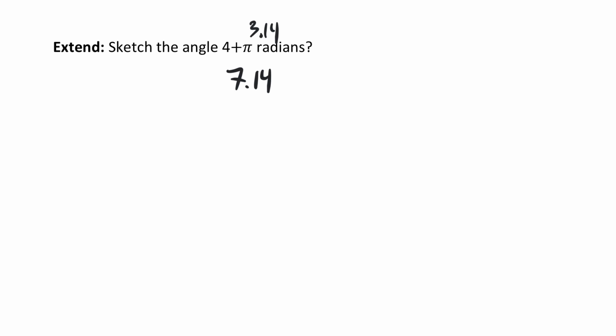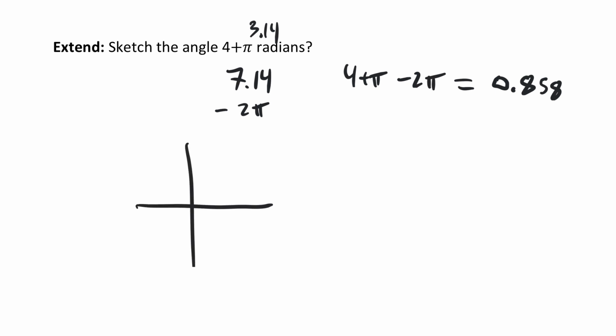We have to subtract off a 2 pi if we want to have any chance of sketching this, because we need to know that principal angle. Now, if we're going to do it exactly, 4 plus pi minus 2 pi on a calculator is going to give the following: 0.58. So it means that we started here, we went around one whole time, and we ended up at 0.8.